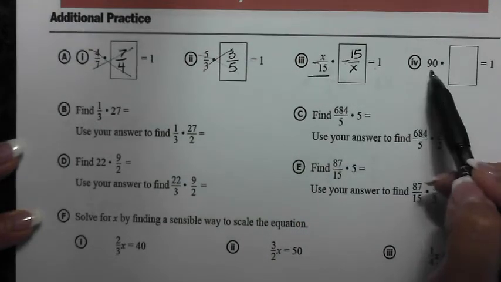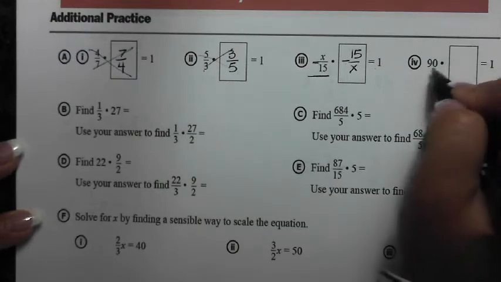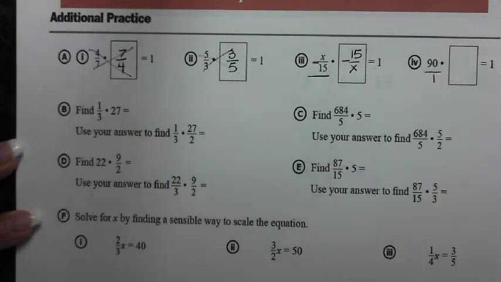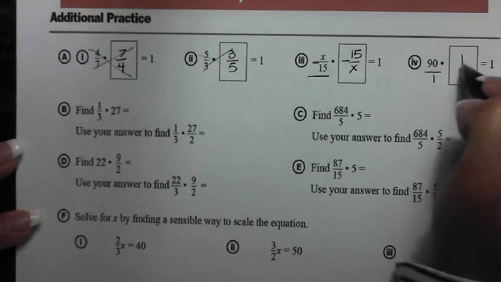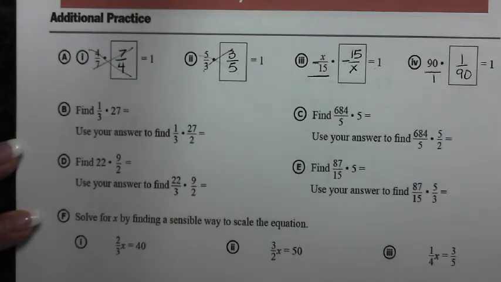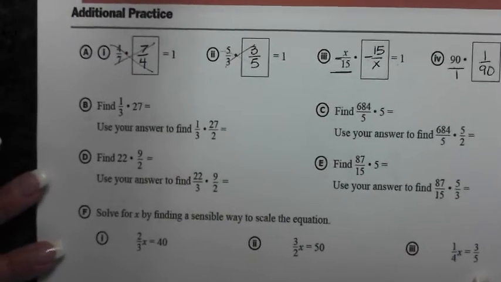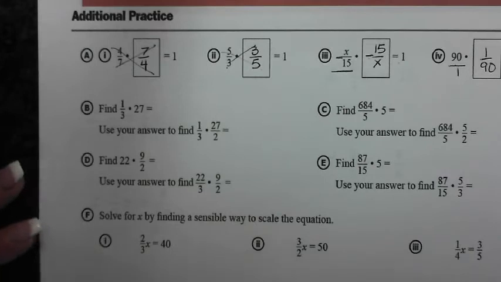Okay, what is the reciprocal of 90? Just turn 90 into a fraction. 90 over 1. The reciprocal is going to be 1 over 90. All right, let's look at these problems. These get a little bit harder. They start off simple and they get a little bit harder.